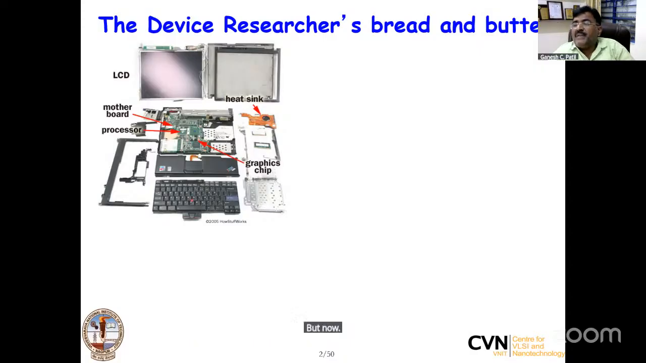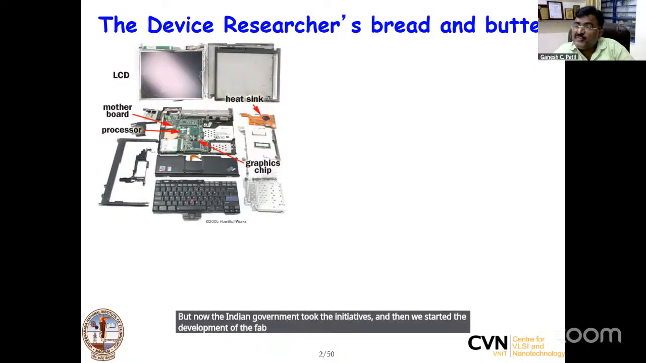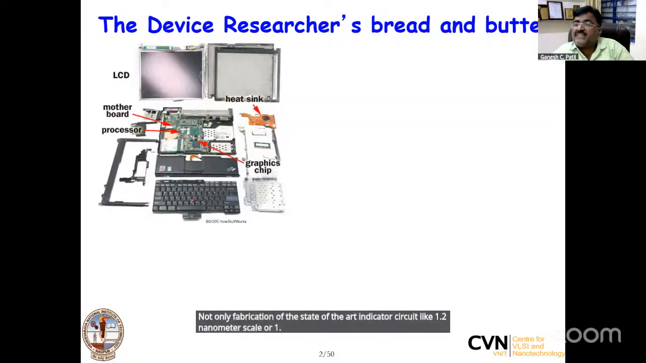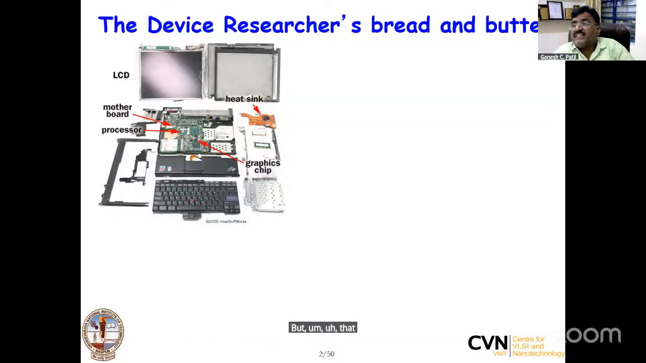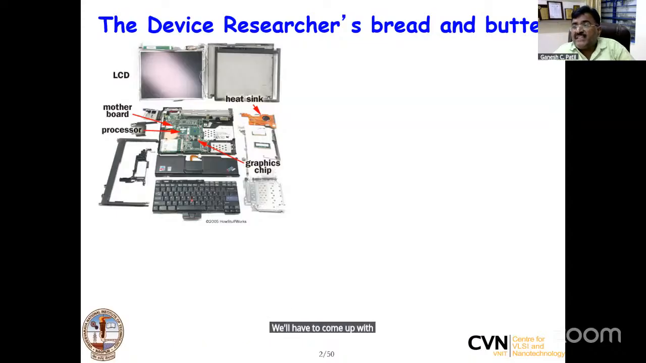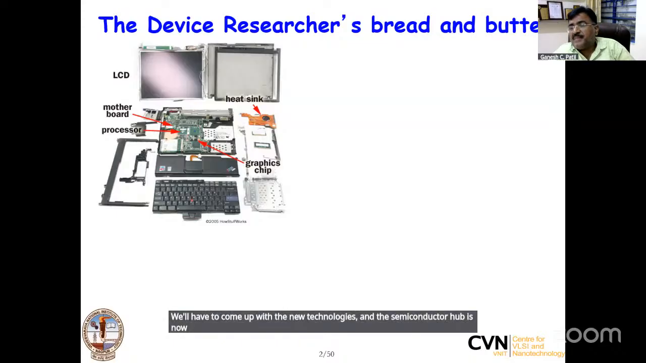But now the Indian government has taken initiatives and we started the development of fabrication laboratories also. Not only fabrication of state-of-the-art integrated circuits at the 1.2 nanometer or 1.8 nanometer scale, but we started fabricating some ICs. We had one semiconductor complex at Mohali, Chandigarh, but that technology has a channel length of around 180 nanometers. Still, we are using it, and we will have to come up with new technologies. The semiconductor hub is now coming up, and all the engineers have to work on semiconductor domains.